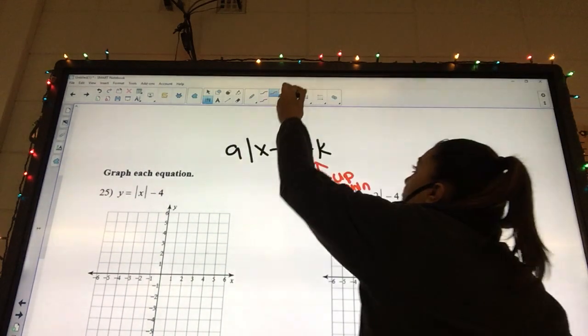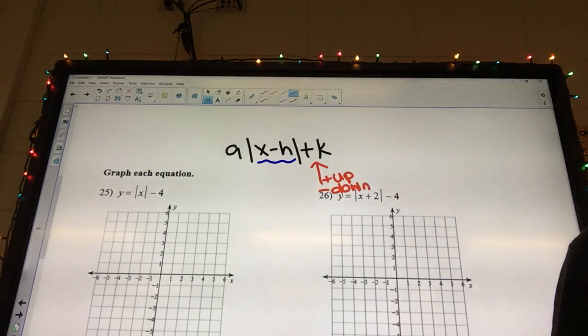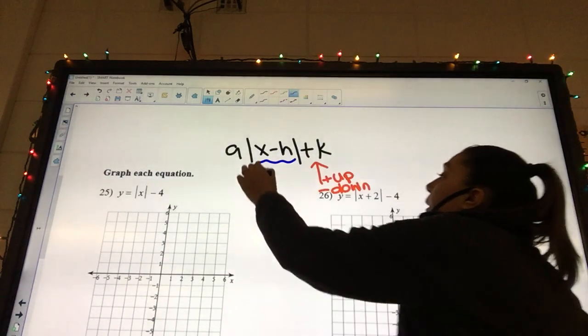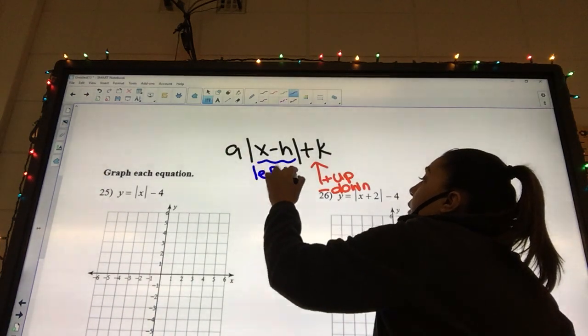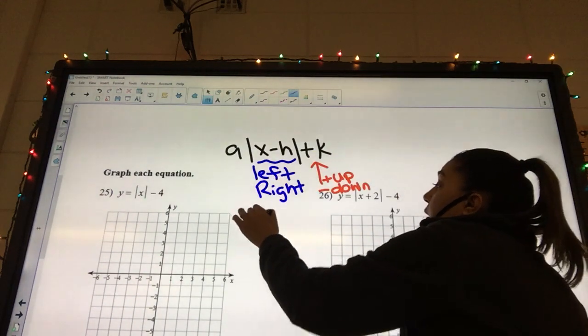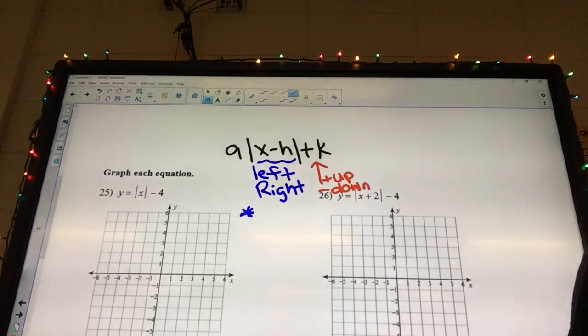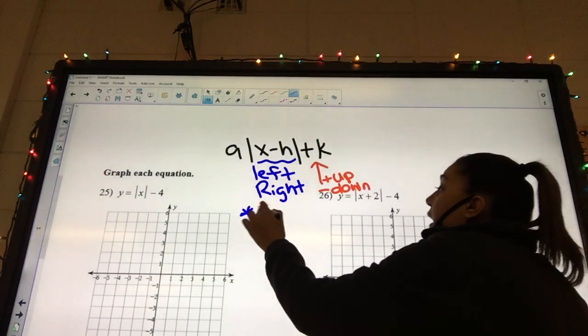Okay, what about our h? If this does up and down, what does the inside do? Left to right. And since you guys couldn't remember, you probably need to have these notes on here. On the inside, we also have to do the opposite. Just on the inside, not anywhere else.